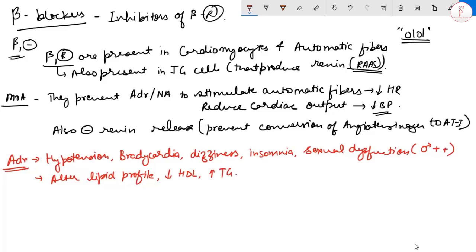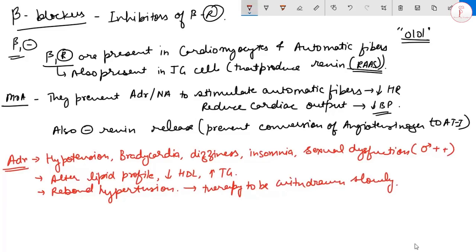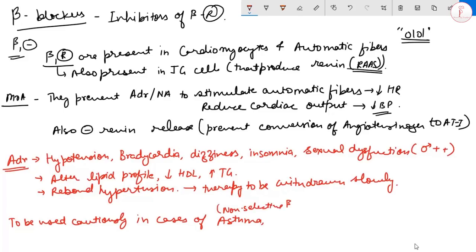They lead to development of rebound hypertension. So their dose is to be reduced gradually over a period of time, so that there is no development of rebound hypertension in the patients. And yes, these drugs are to be used very cautiously in cases of asthma and in patients with heart failure, because the non-selective beta blockers will also inhibit beta 2, and beta 2 is responsible for bronchodilation.